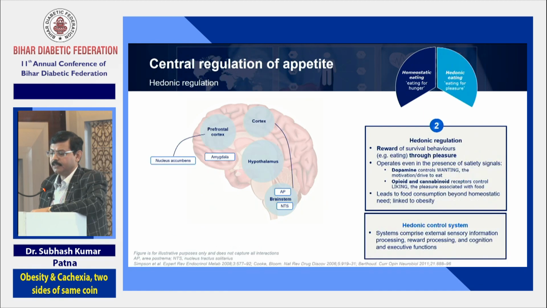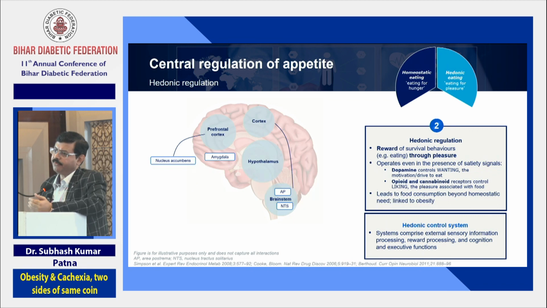So, I will discuss a bit about homeostatic eating and hedonic eating. Homeostatic eating is when we eat whenever the body needs and there is hunger, but hedonic eating is eating for pleasure. Know that you have a reward and punishment center in our central nervous system, and with hedonic eating you derive pleasure via signals from dopamine, which controls the wanting and the motivation or drive to eat. And there are opioid and cannabinoid receptors that control liking and pleasure.